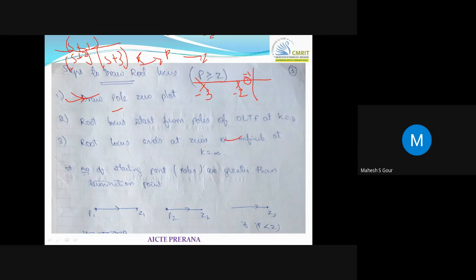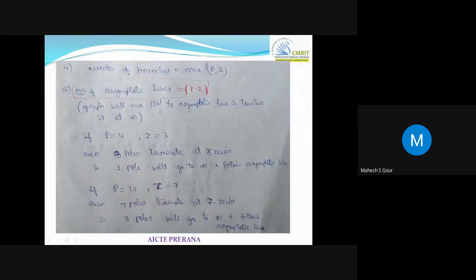And as you know, root locus starts from the poles of the open loop transfer function at k equal to 0 and ends at zeros at k equal to infinity. And the number of starting poles is greater than the termination points. Okay, and how many branches will be formed? Branches.